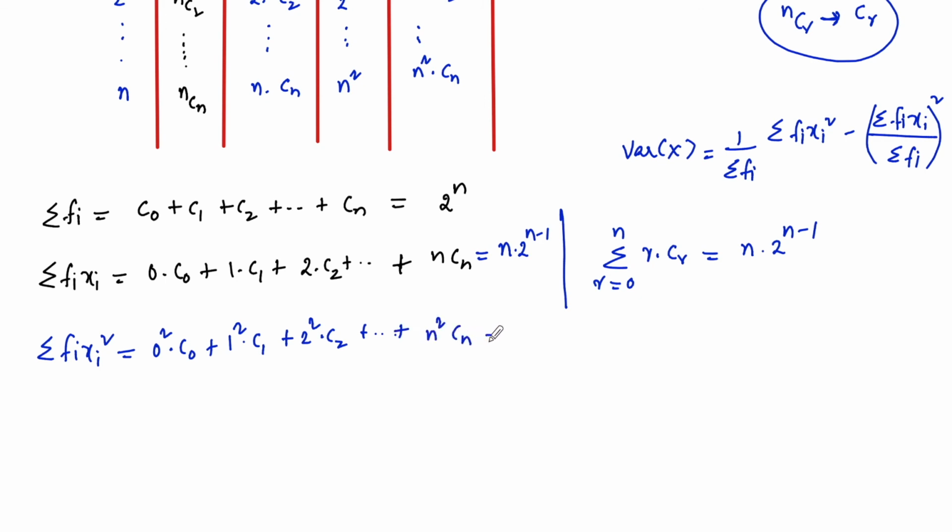We know that summation of r from 0 to n of r square into Cr is equal to n into n plus 1 into 2 to the power of n minus 2. So you must remember these properties to solve this problem. Summation of fi xi square is given by n into n plus 1 into 2 to the power of n minus 2.